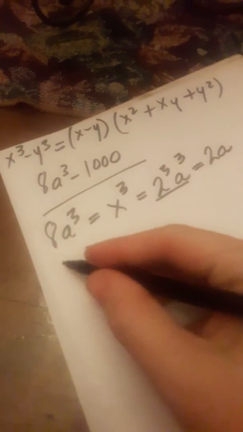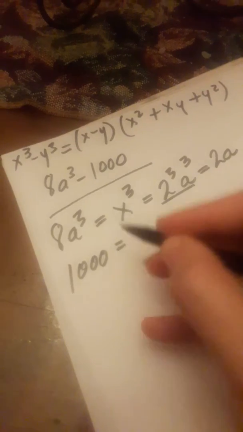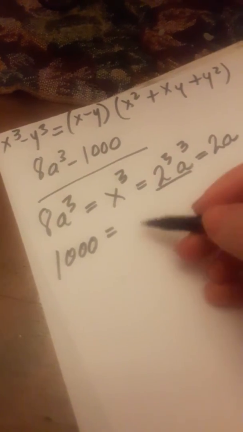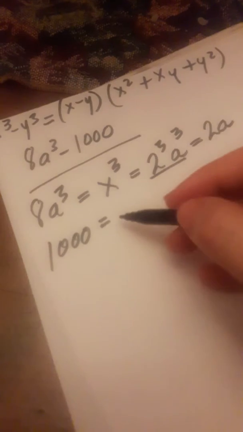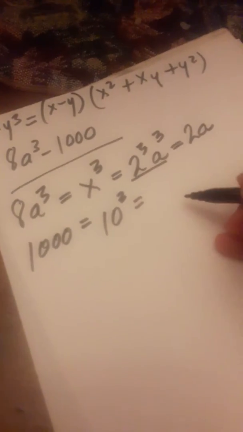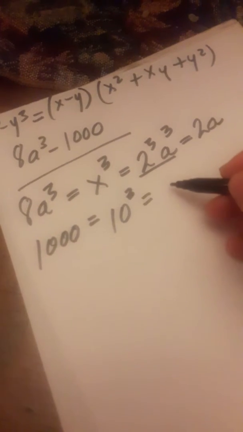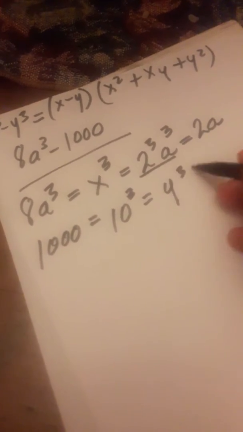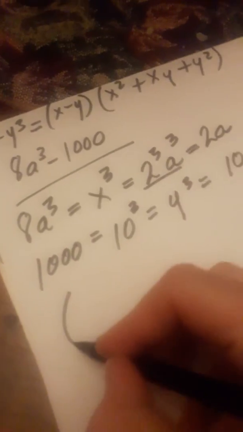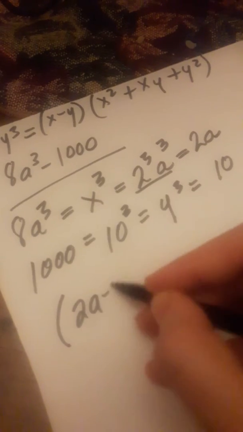Then we have the 1,000. This negative sign is not important over there because the rule already accounts for the negative sign. So let's think of a number that multiplied by itself 3 times gives you 1,000. It's going to be 10, because 10 times 10 times 10 is 1,000. So my base, my y, is going to be what? 10. I already defined that. So I'm just going to replace in x minus y.